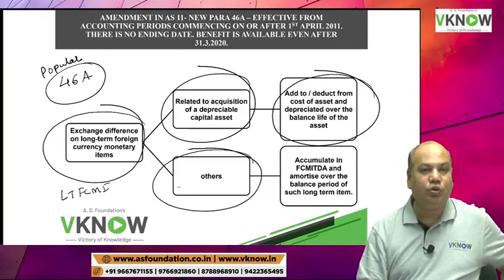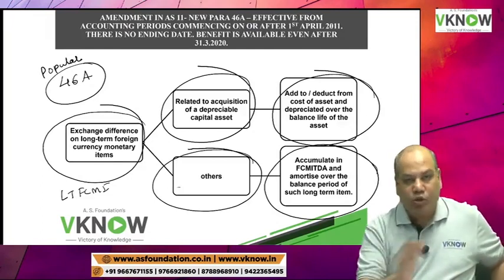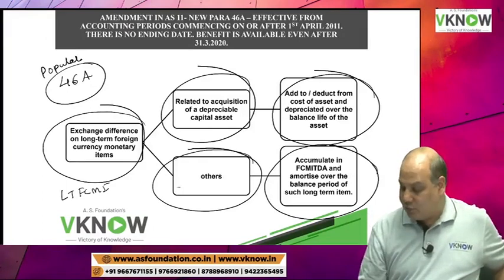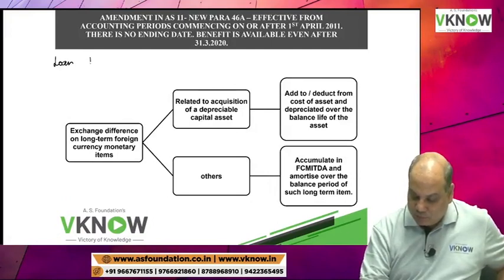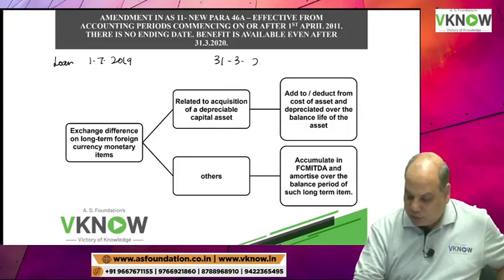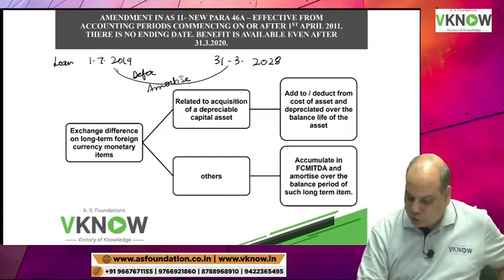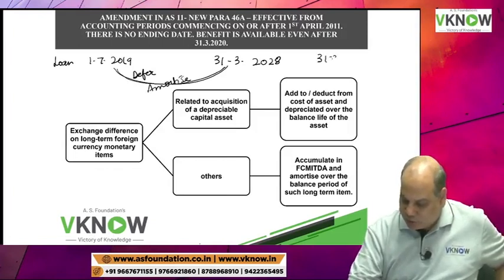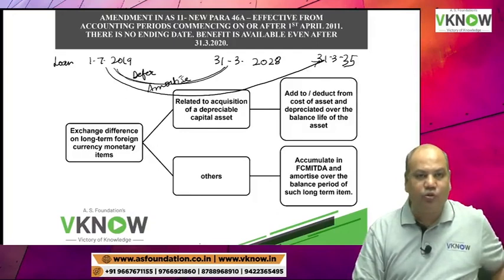And if it is related to any other, you are going to defer it and amortize it over the remaining life of the loan. So if the loan is taken on 1/7/2019 and the loan will be repaid on 31st March 2028, then you are going to defer and amortize it over this period. If the loan is going to be repaid on 31st March 35, then you are going to defer and amortize it over this period.